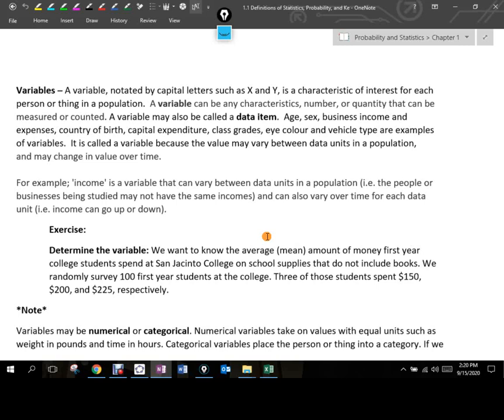So the variable can be any characteristic. It can be a number. It can be a quantity that can be measured or counted, okay? So if we talk about your eye color, okay, eye color cannot be quantified, right? Okay. So it's a variable, okay? Your eye color changes: one person's might be blue, next person's might be green, next person's might be brown, okay? But it changes from person to person, okay?